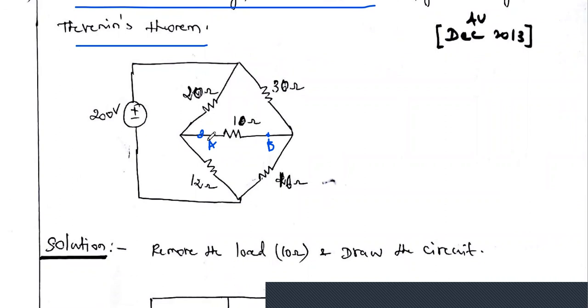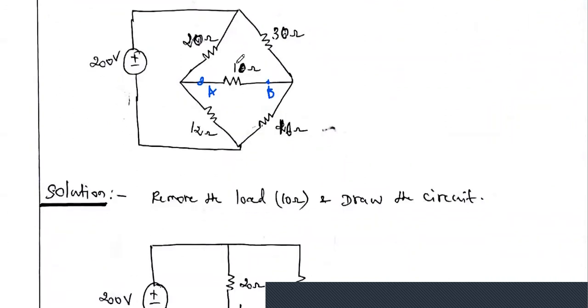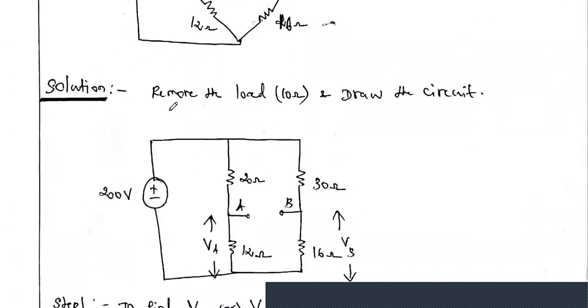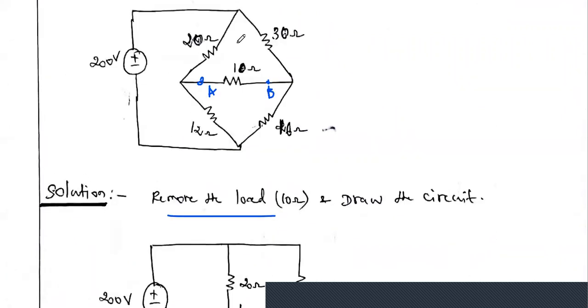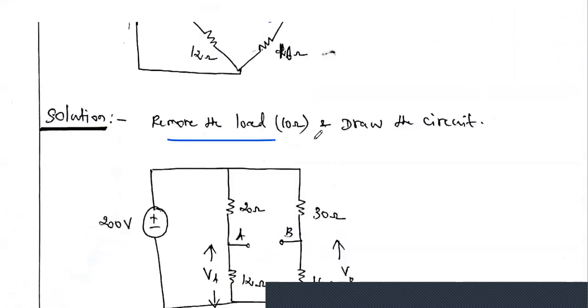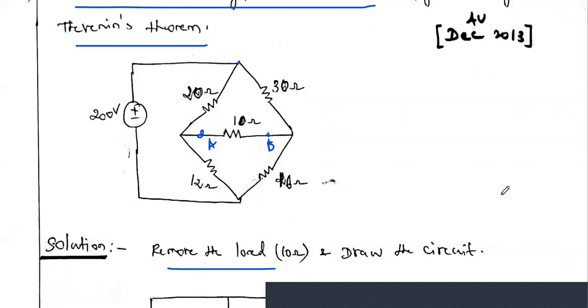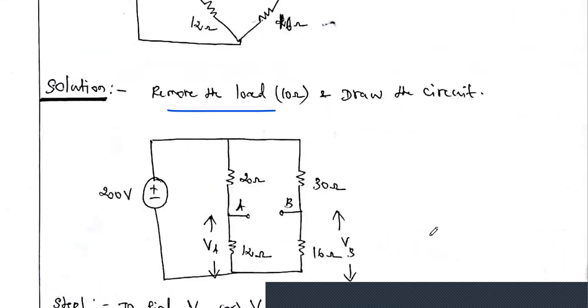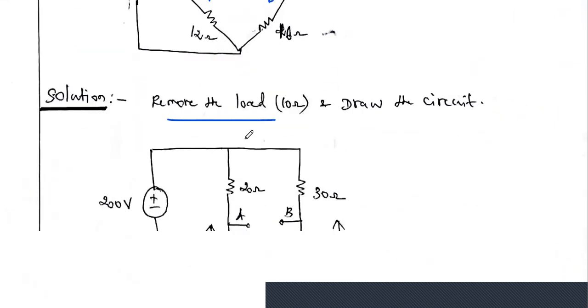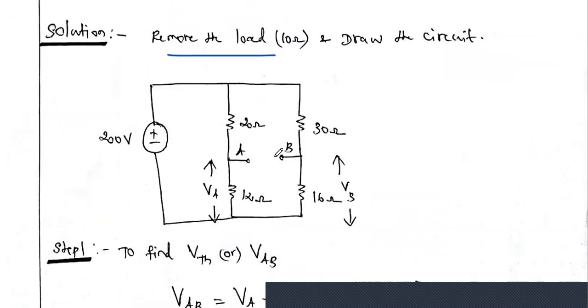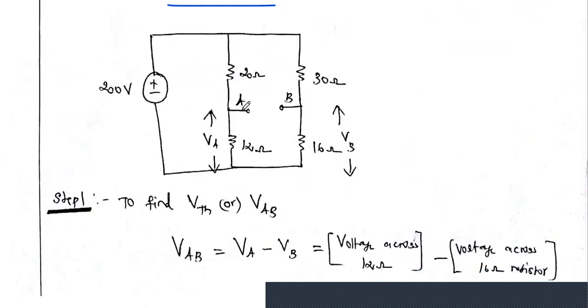The first step is to identify the load and remove it. You see this 10 ohm is the load. So you remove the load and make the terminals A and B. The diagram is like this, the same diagram. This node, you just expand it, and we get it like this. Similarly, this bottom node, you expand it and you get this. So remove the load and make that terminal AB. This is the first step.